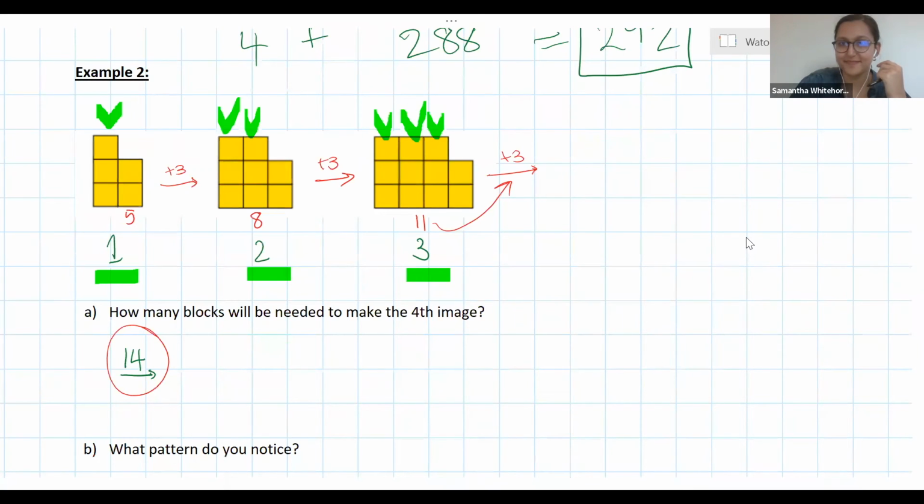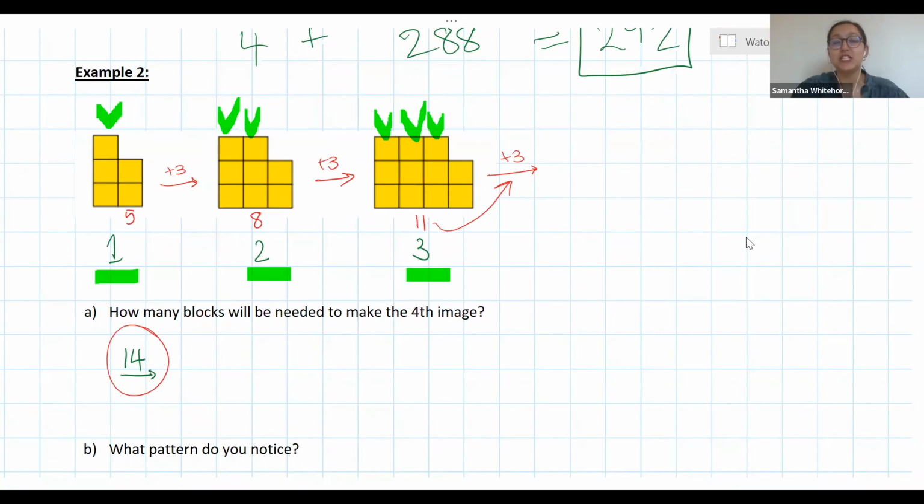Oh, ma'am, I don't really have an answer. I just want to ask a question. Oh, okay, yeah, go for it. Ma'am, what would happen if they give us only 3, but they ask us for the 6th term or the 6th image? Okay, so that is a very good question.